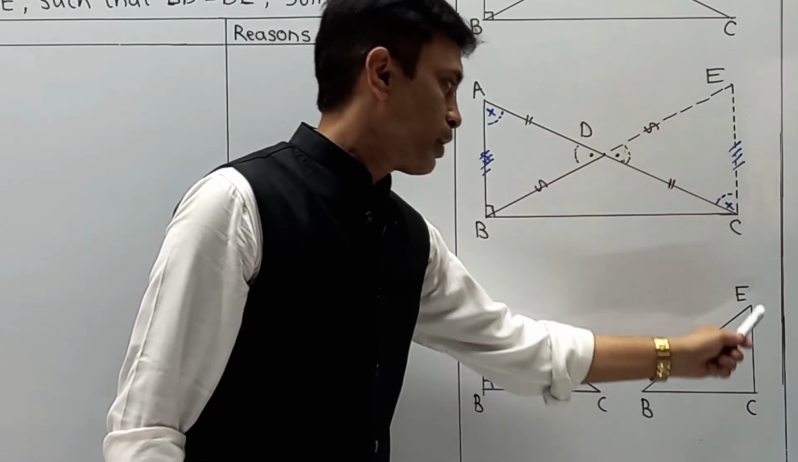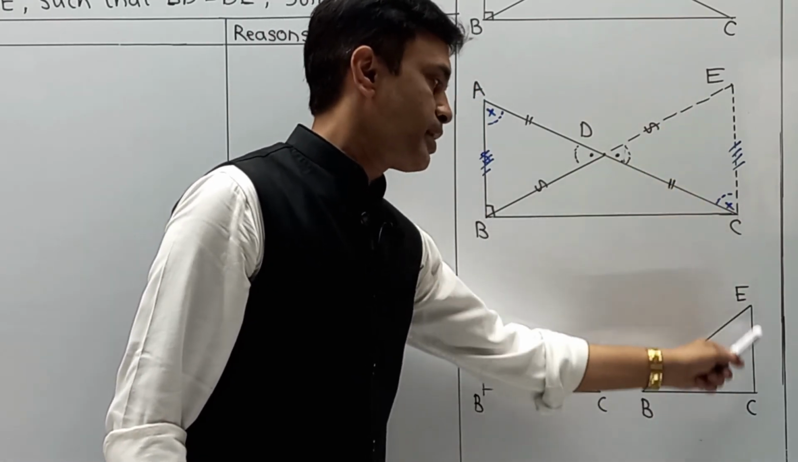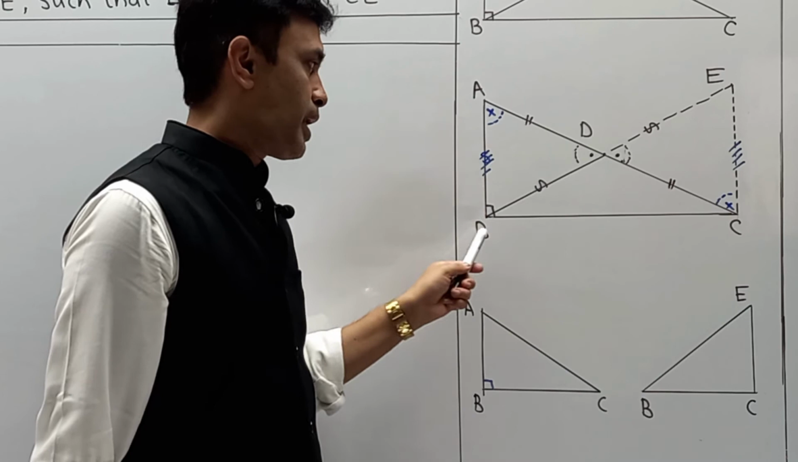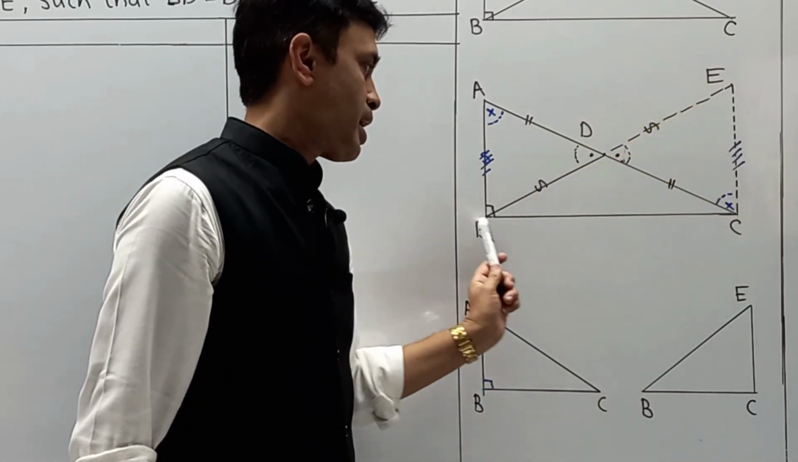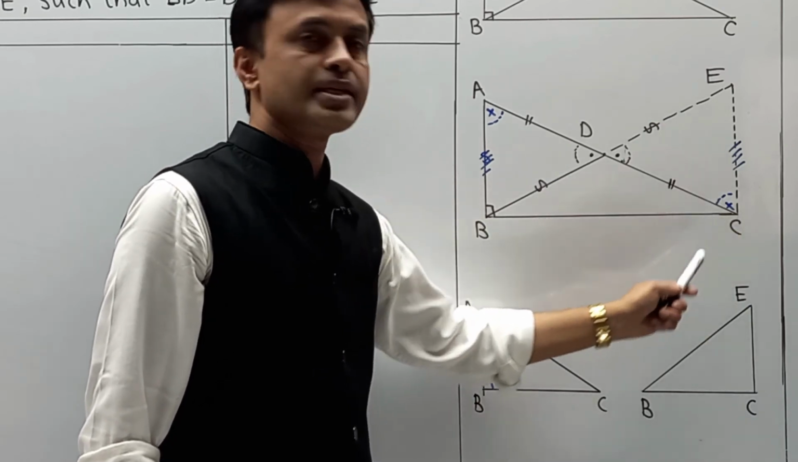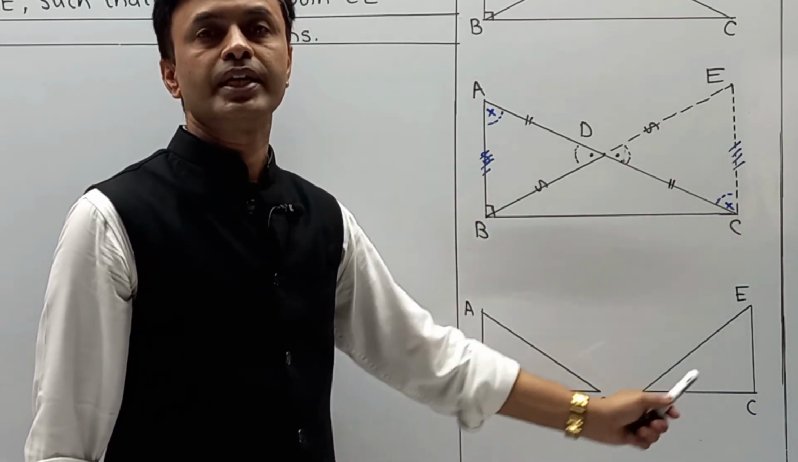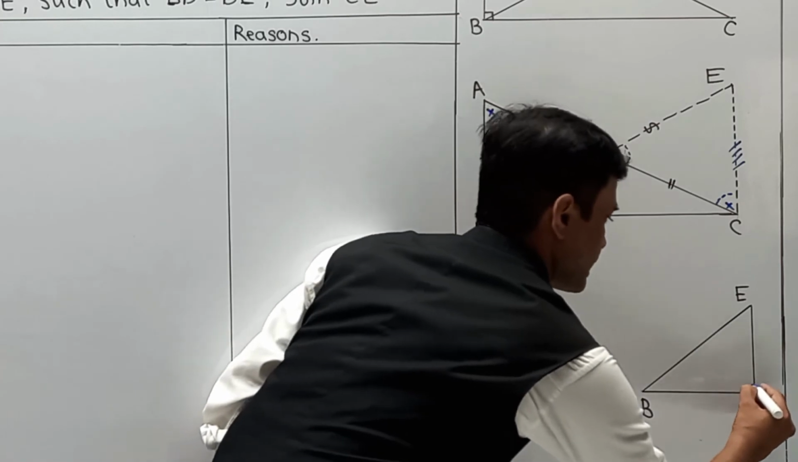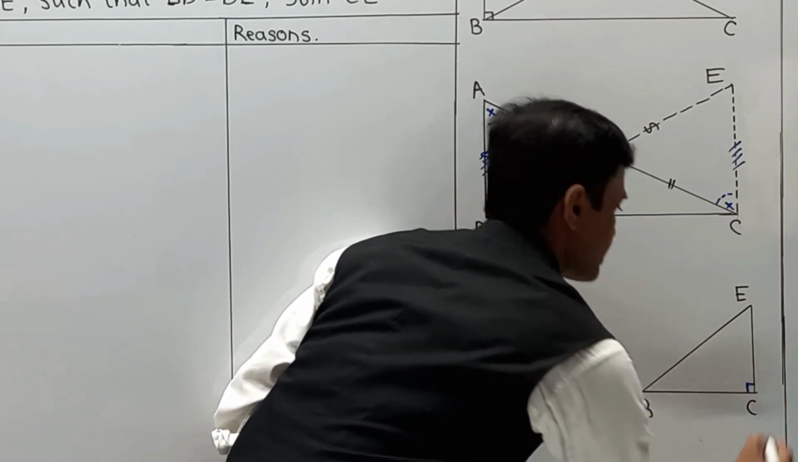So I have drawn this triangle over here, ECB. Automatically AB is parallel to EC and BC acts as a transversal. So angle B is 90, automatically C is 90 degrees, because the sum of the interior angles is 180. So we can take this C as 90 degrees over here.